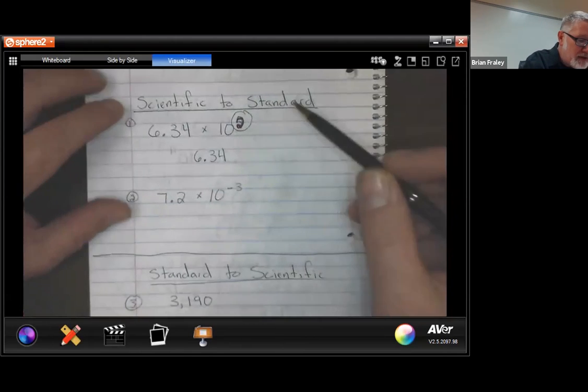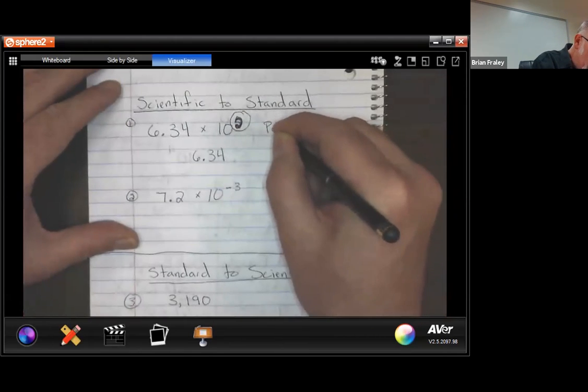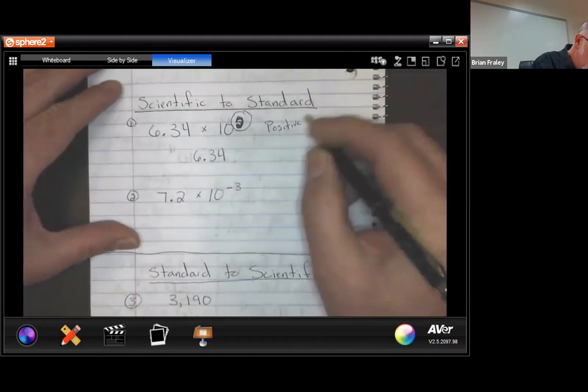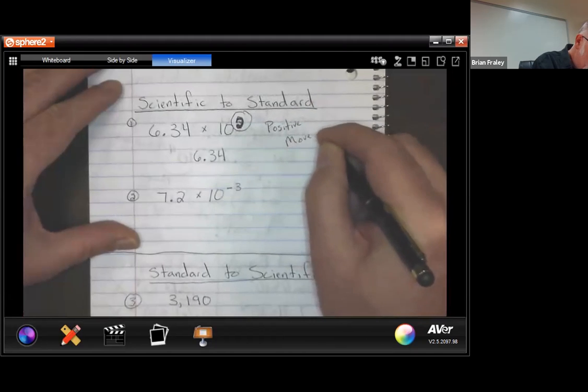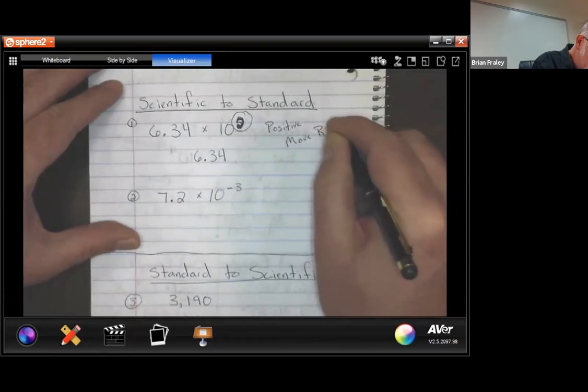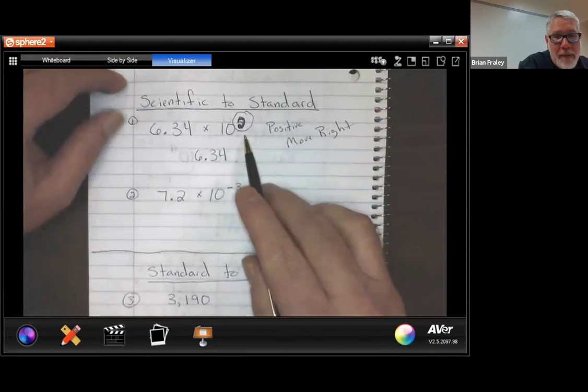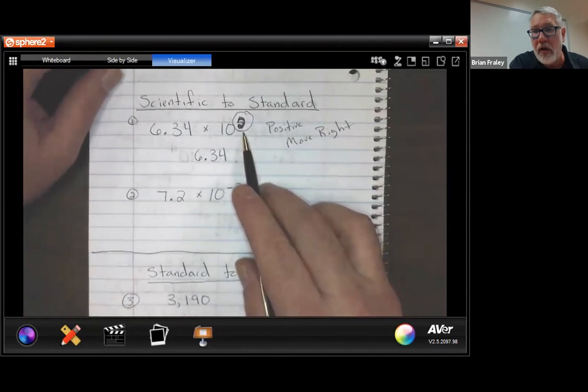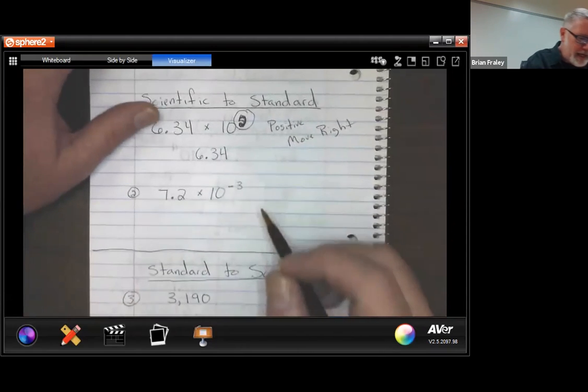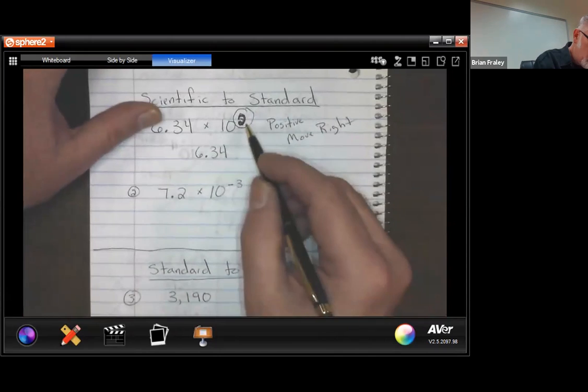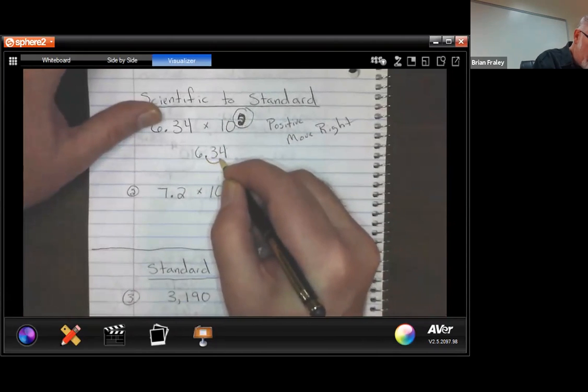If it's a positive exponent, you move it right. Because think about it. If I'm multiplying by a positive, we're going to make the number bigger. When I think of multiplying by positives, I think it's going to make it bigger. It gets bigger by moving right. So 2 places, look, 1, 2.